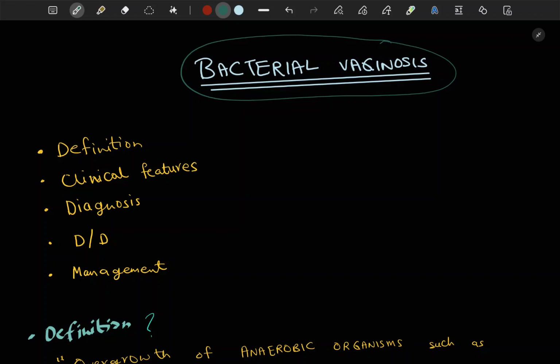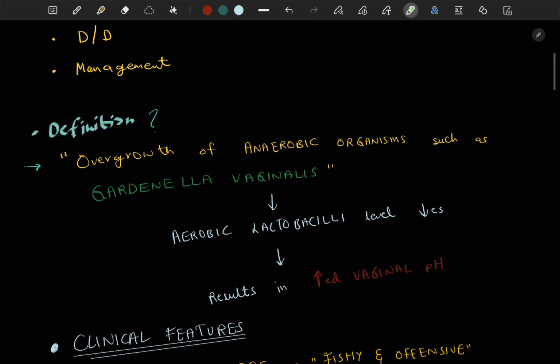Okay, so we're going to discuss it under definition, clinical features, diagnosis, differential diagnosis, and management. Looks scary, but I'm going to keep it short so that your ADHD brains can focus and it won't wander. So without further ado, let's get started.